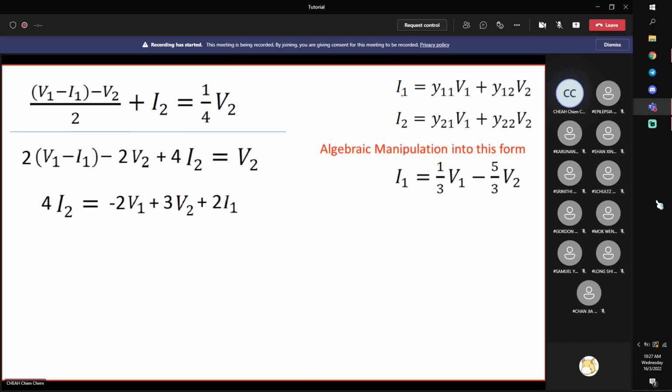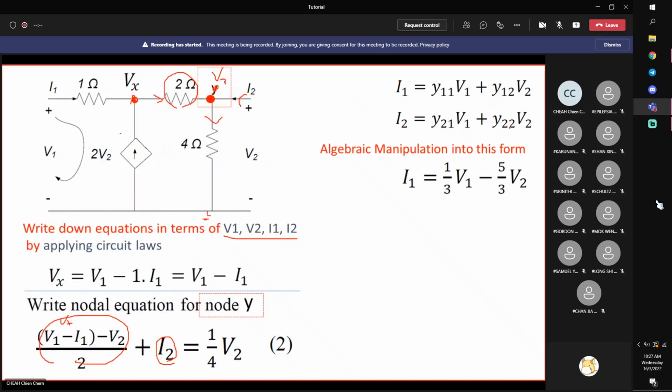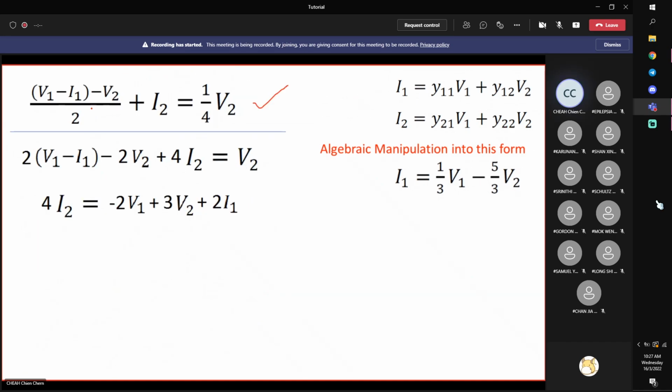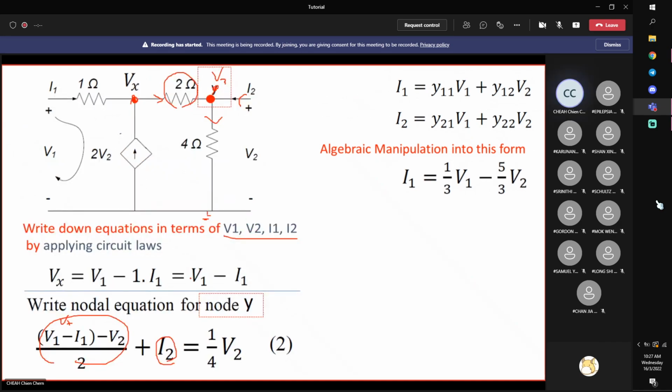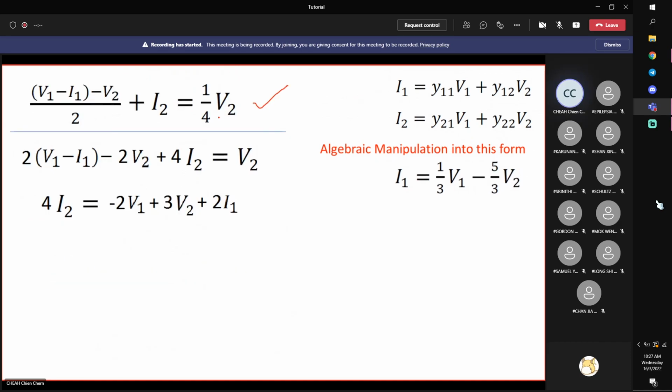I2 in terms of V1 and V2. We have obtained these equations through circuit analysis, Kirchhoff current law at this node. So I want to put it into this form, which means that I want my I2 to be my subject, so as to express it in terms of V1 and V2. So firstly, I put I2 as my subject, rearranging these equations. Right here, first I multiply by 4. I get the next equation.